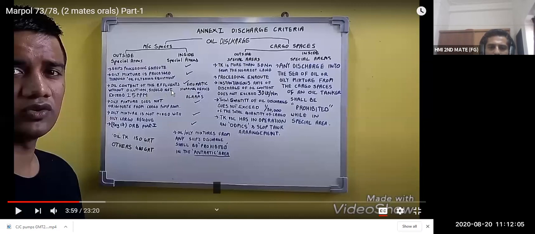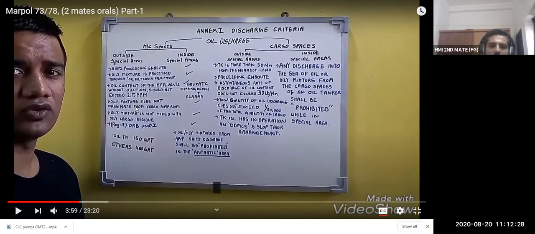Then the oil content should not be more than 15 ppm in the outside special area. And for the inside special area, this OWS should have a stopping device. It should stop automatically when it has more than 15 ppm content, and it should also have an alarm for more than 15 ppm.